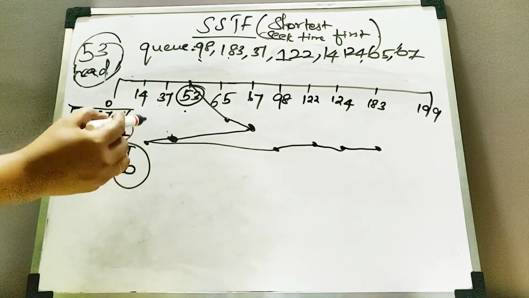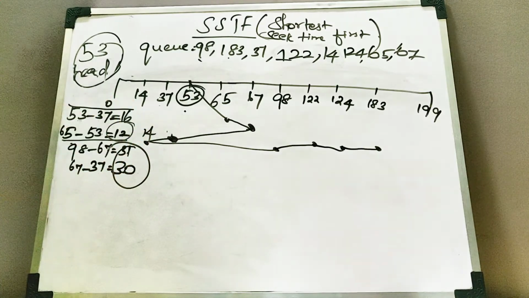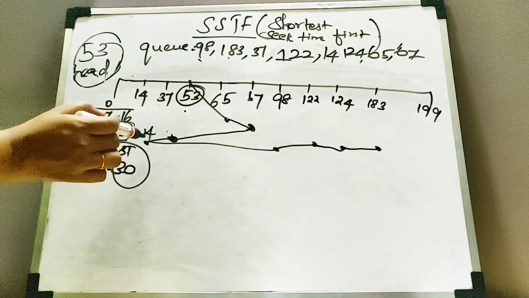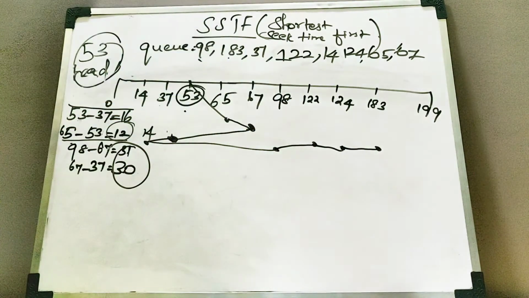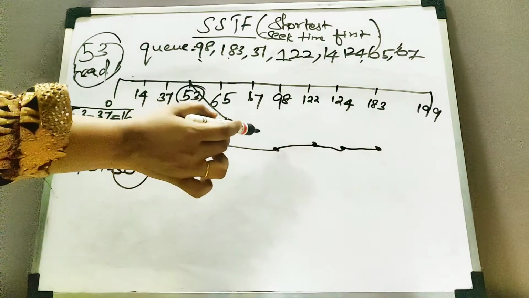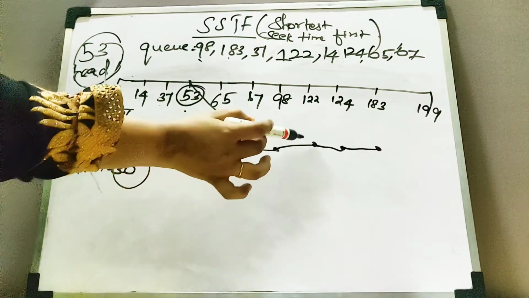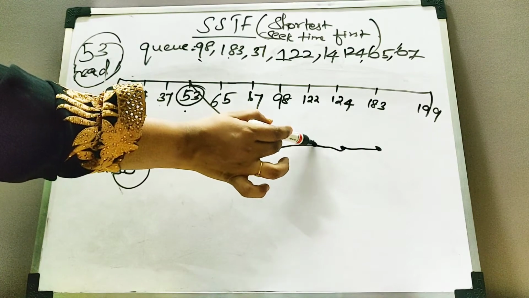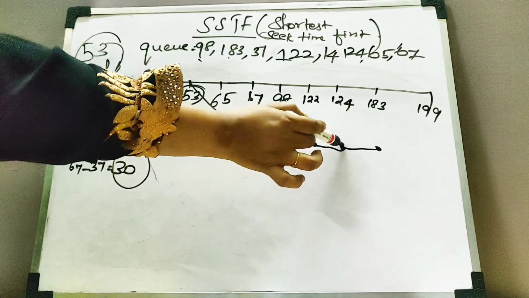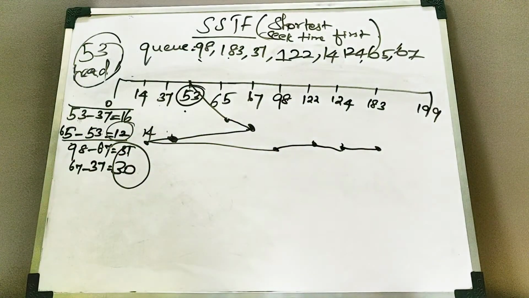From 37, it has to come to 14. From 14, there is no more request to be covered here, so it has to go to the other side. You can see that 98 is covered. Next, request 122 is covered and it will satisfy the cylinder. And then 124, and the final value is 183.